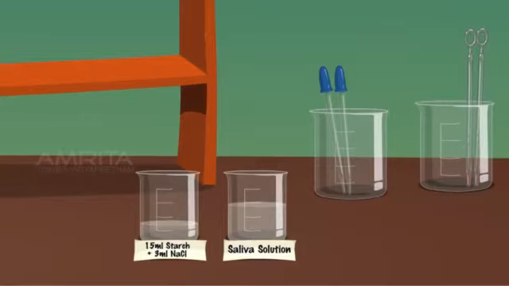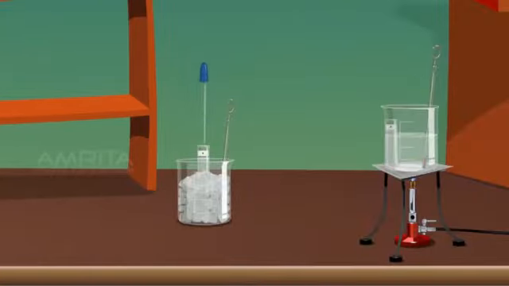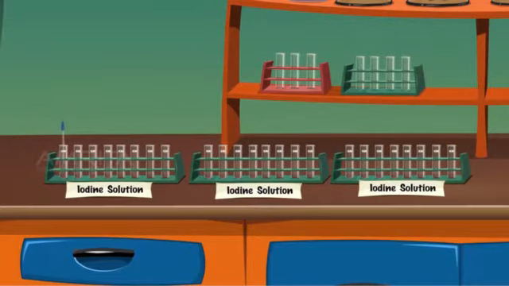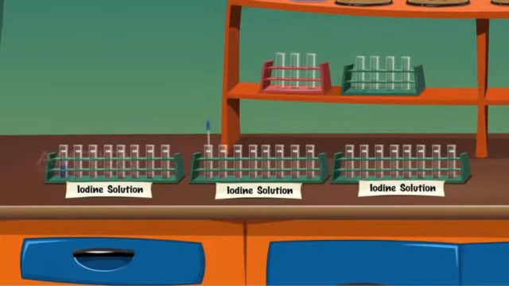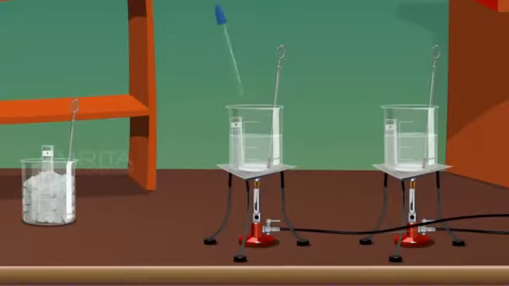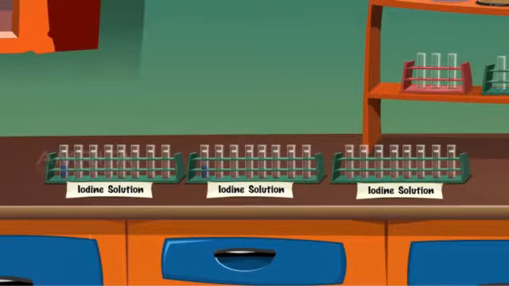Immediately, using a dropper, take a few drops from experimental tube A and transfer this into first series of test tubes having iodine solution. Similarly, using fresh droppers, do the same procedure for test tube B and test tube C and transfer the solution into the second and third series of test tubes having the iodine solution. Note this time as 0-minute reading.